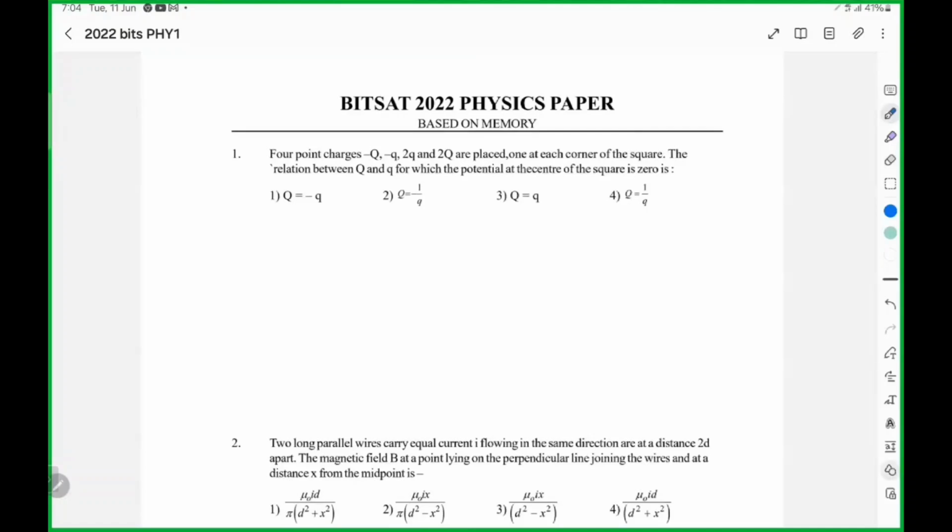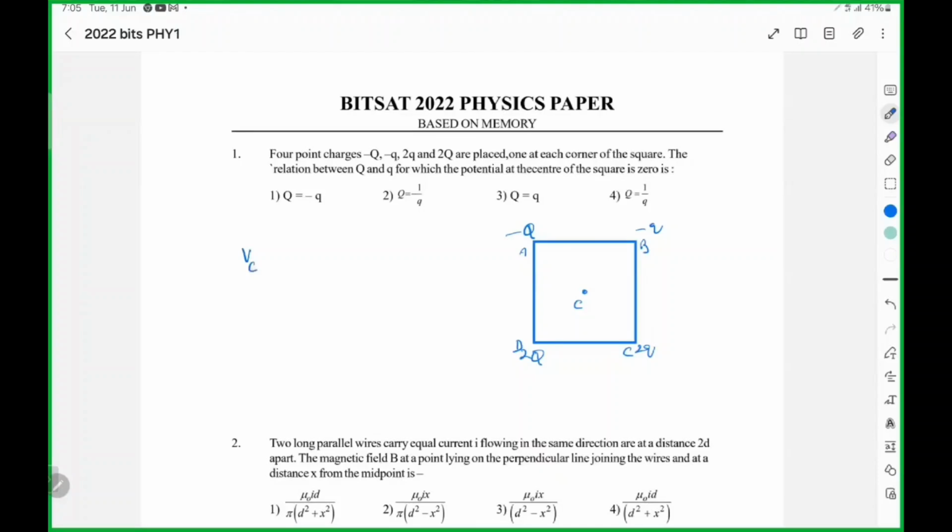Four point charges, minus q, small minus q, 2q and capital Q are placed one at each corner of the square. The relation between capital Q and small q for which the potential at the center is zero. Say ABCD.